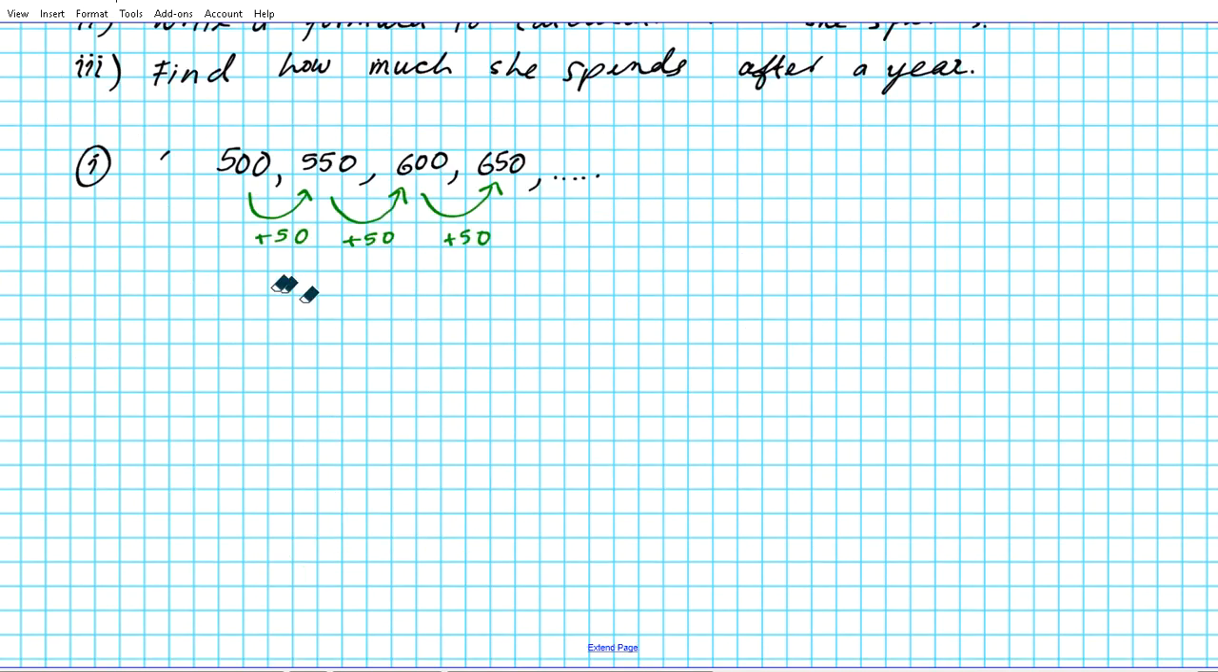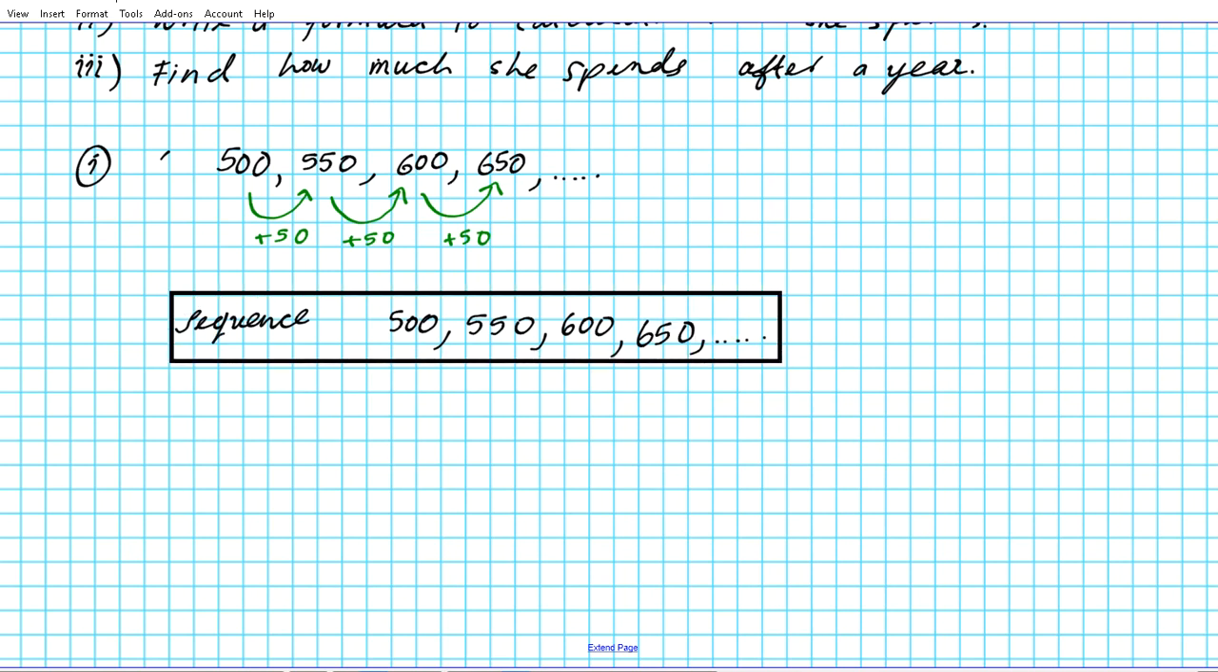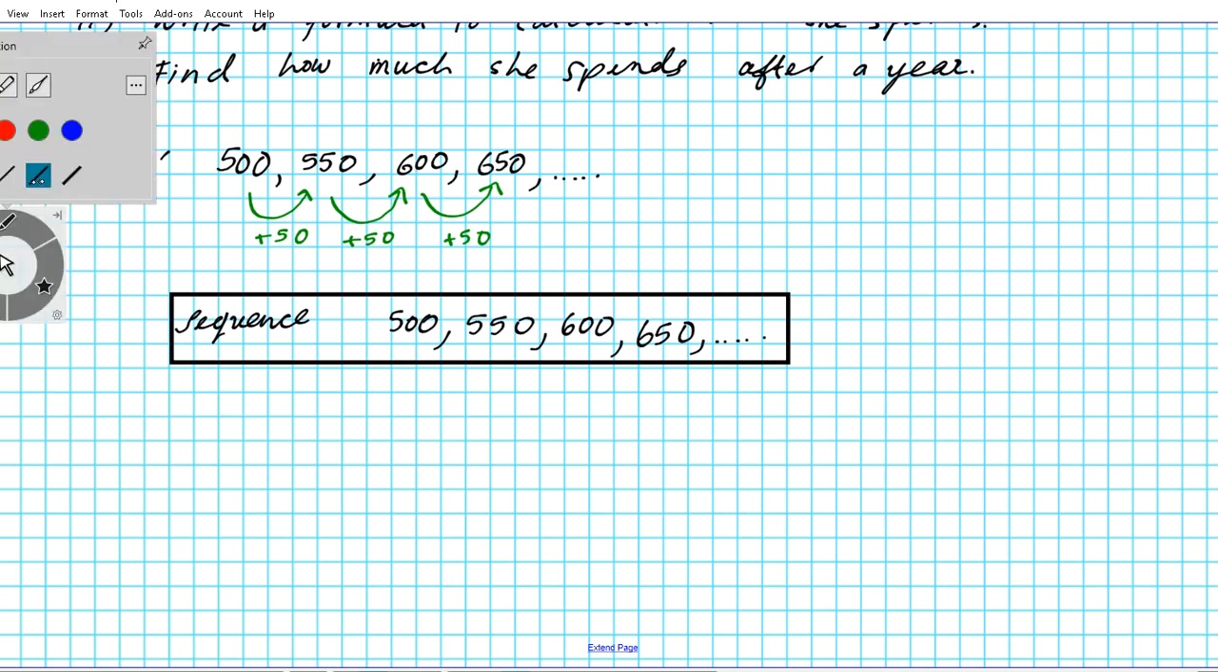All right? So the arithmetic sequence that represents the money she spends on her phone is starting with 500, it goes to 550, 600, 650, and then it goes on and on and on. Okay? Alright, so there goes the first answer. Now the second question is for us to write down a formula to calculate how much she spends on her phone. Alright, so we have the sequence. Now let's write down a formula to help us with the calculations.